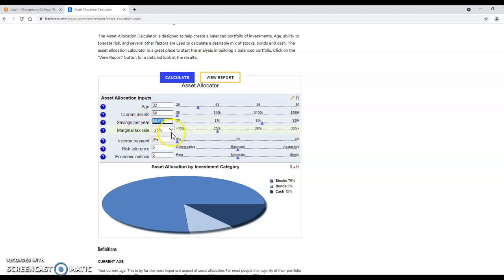Okay, for the tax rate, I used 25%. It's possible that they would be 15%, although they don't really have that choice. They have a less than 15% or 25%. So I left it with 25%. You just leave the income as zero.